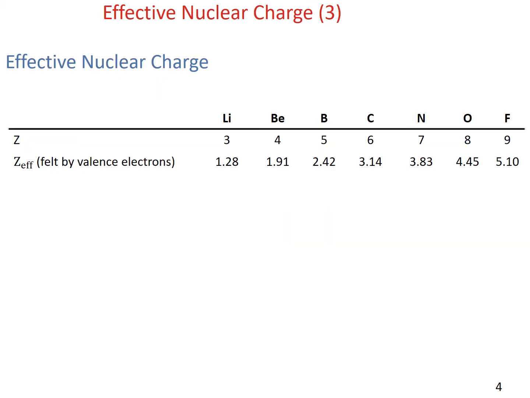So this is an example. Here we're going lithium through fluorine across the periodic table, where Z here is the number of protons, and the Z effective, which again is often with reference to the effective nuclear charge felt by a valence electron. You can see that that number is also increasing from left to right.